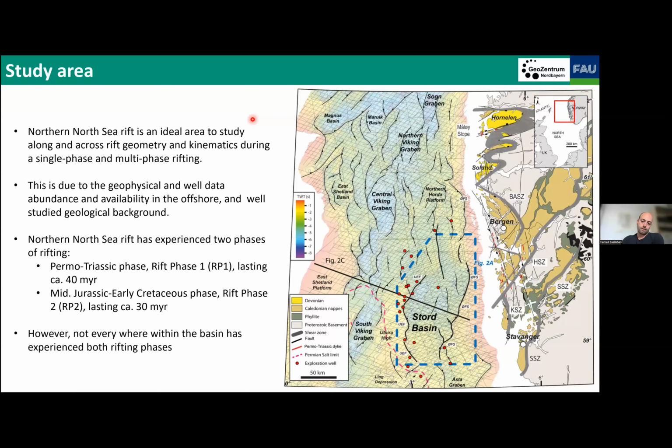The second rift occurred later, in the Middle Jurassic to early Cretaceous, and overlaps the first rifting event. So the entire basin has experienced at least two rift phases, but in the southeastern part of the northern North Sea, shown by the dashed blue line, is the Stord basin, which only experienced a single rift phase, which means only rift phase one occurred in that area. So we are going to look into the details of the Stord basin.